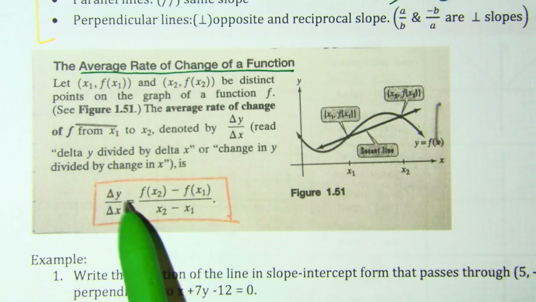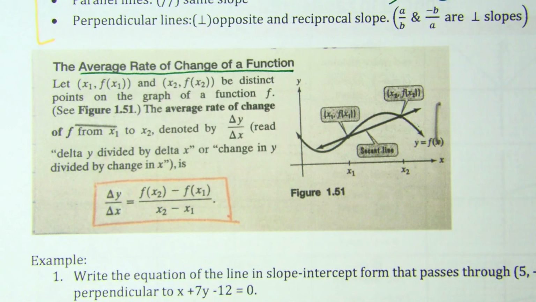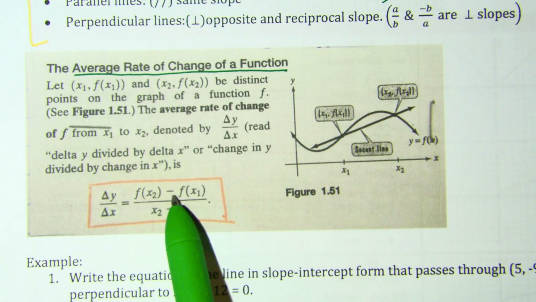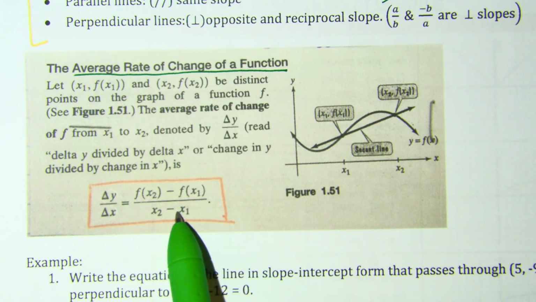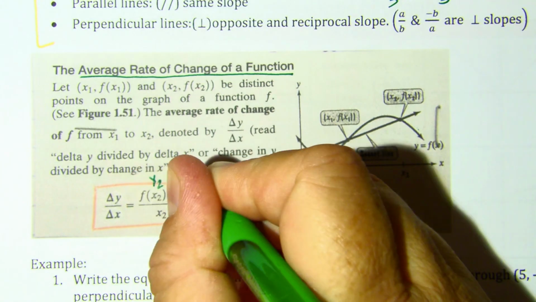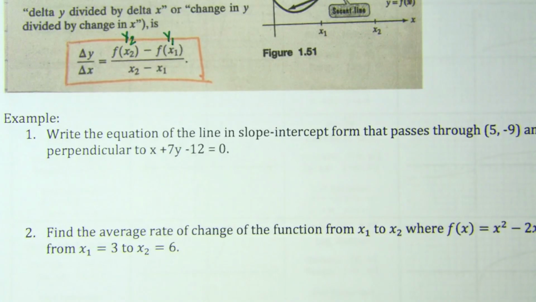And so the formula is the same thing, the change in y over the change in x. That's what these symbols mean here. And we're just taking the y value of the second point minus the y value of the first point, and then x2 minus x1. That's the same as slope formula. So this really just means the same thing as y2 minus y1. It's just using function notation. So we're going to use that formula here in these next examples.